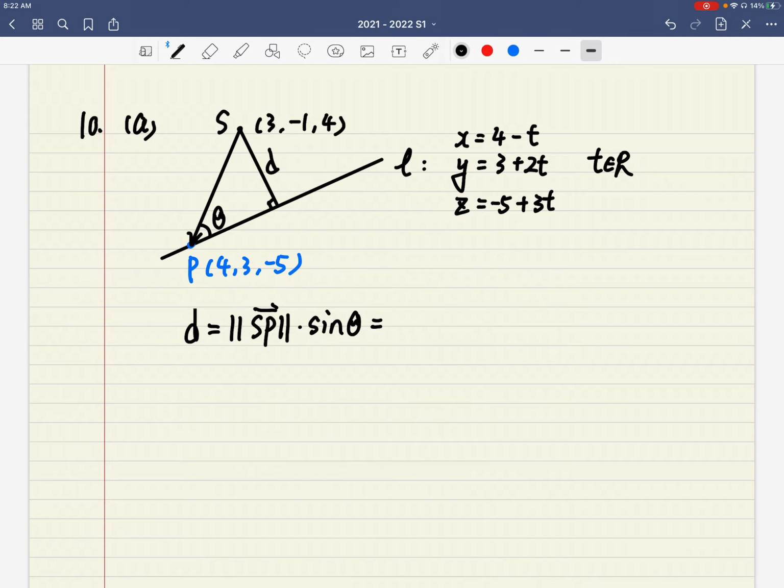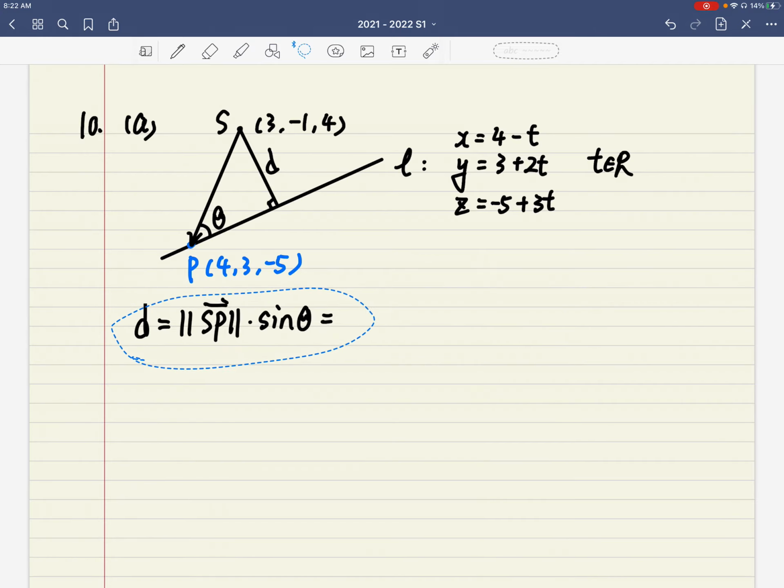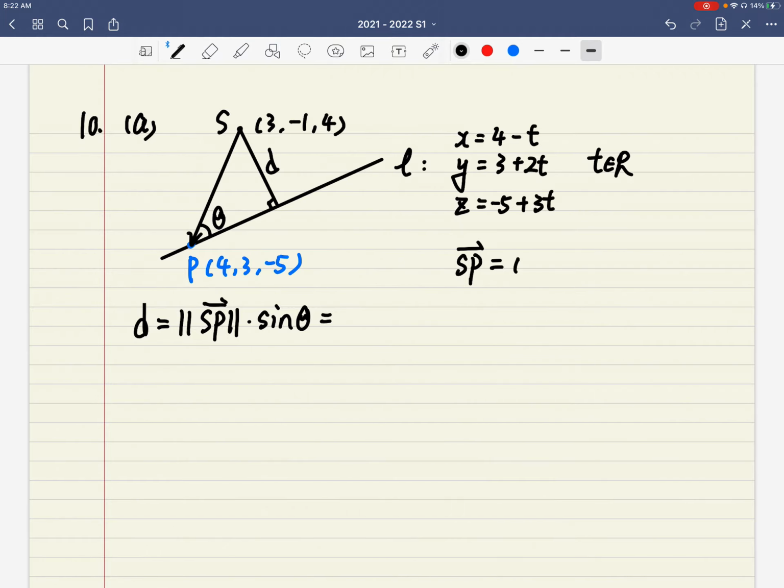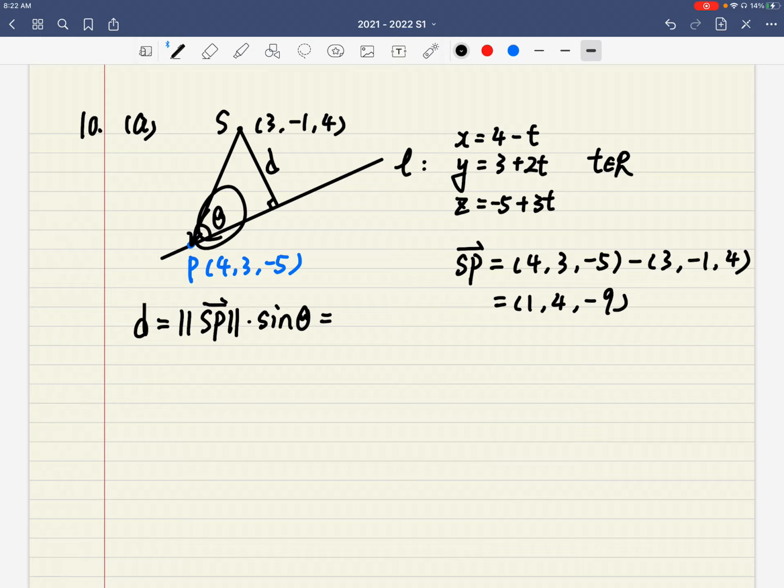Now SP you already know, so the length of SP is not a problem. SP is just point P minus point S, which is (1, 4, -9). So the problem is, what is this theta? You have no idea what this theta is. It seems correct, but it's a correct yet useless formula.